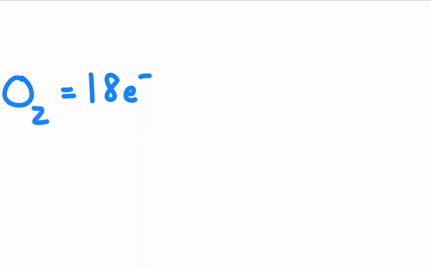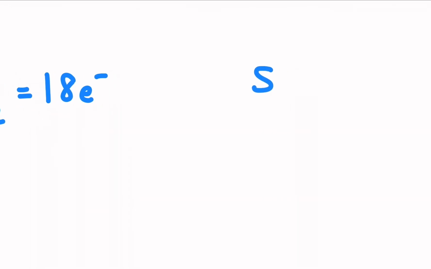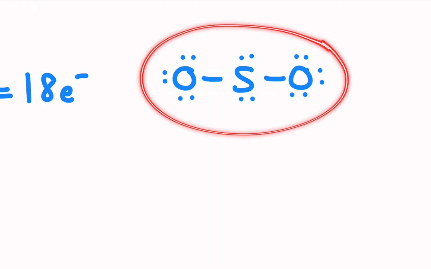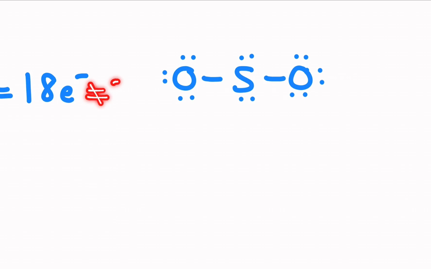My first guess is always the less electronegative atom goes in the center. I'll start with a single bond to each remaining atom and fill in the octet. Each oxygen would need 6 more electrons, and the sulfur in the middle would need 4. However, if I count my total electrons, that's 20, and I don't have 20, I only have 18. So I have to erase some electrons and share more.